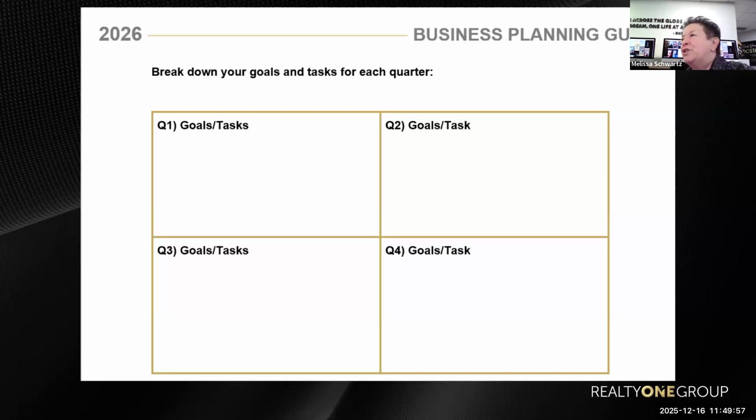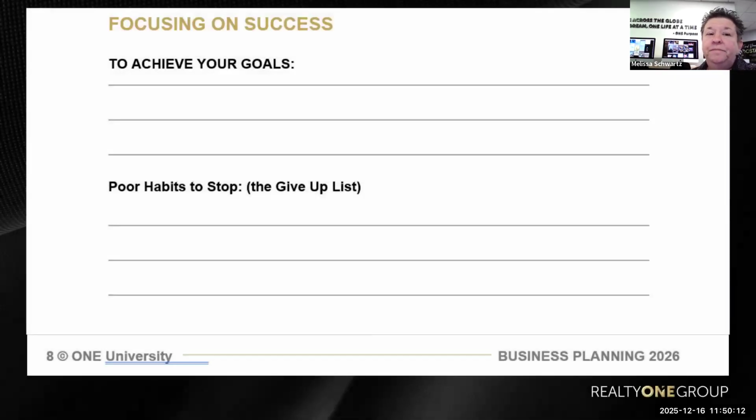Great, done. Push that aside. No, you need to break it down from there, right? Especially if you know you need to do a certain number of open houses. Those you probably are looking at monthly. But you can certainly look at this for the goals and tasks and break it down a little more. Here's how to achieve your goals, right?